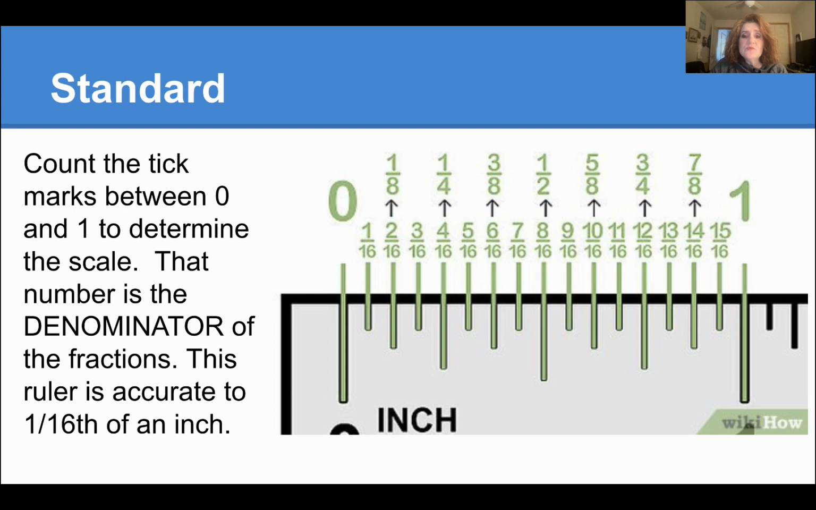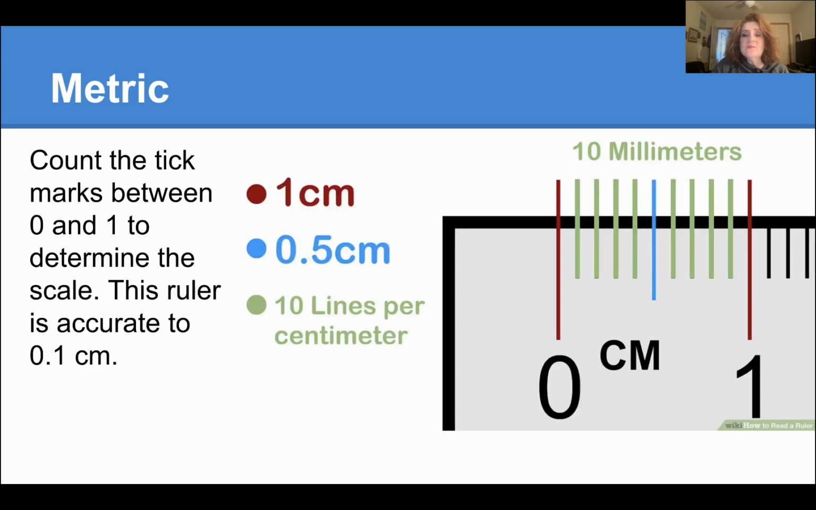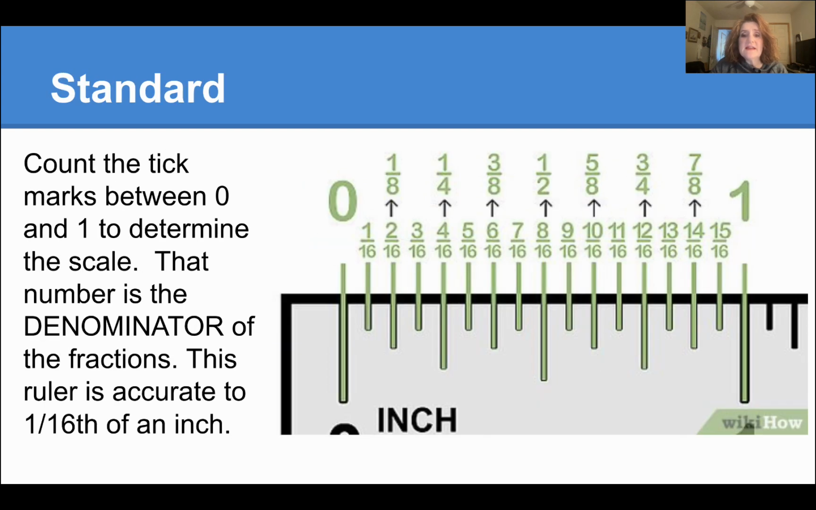In a standard ruler, notice that the measurement lines are all different sizes. See how the tick marks are different sizes? When you look at a standard ruler, you're looking at how many total tick marks there are, and that will tell you the accuracy of the ruler. That's also the denominator of your fraction. This ruler is accurate to 1/16 of an inch because there are 16 tick marks between 0 and 1.